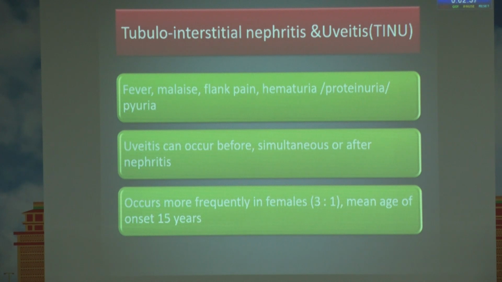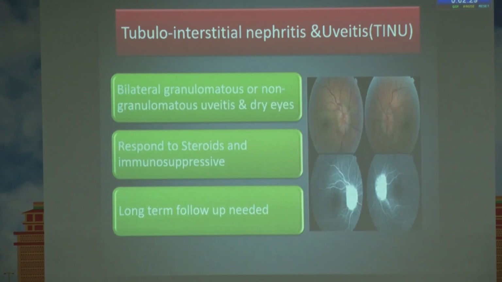with uveitis along with fever, malaise, flank pain, hematuria, proteinuria, or pyuria. Uveitis can occur before, simultaneously, or after nephritis, and again females are more commonly affected than males, and the mean age of presentation is usually 15 years. It can be unilateral or bilateral, granulomatous or non-granulomatous, and it responds to steroids and immunosuppressive agents, but you will have to put your patient on long-term follow-up because ocular destruction is more than renal destruction in TINU.